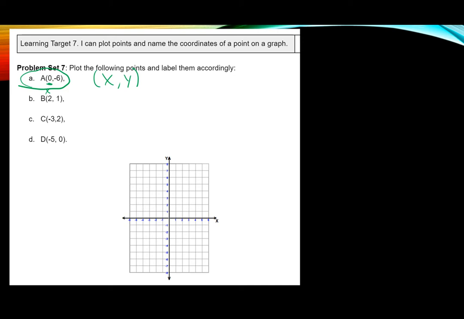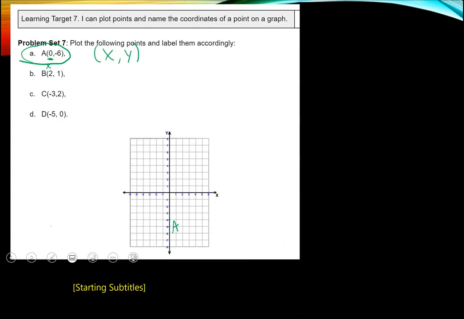So here I'm going to go nowhere on my X, not going to the right at all or the left, but I am going to go down 1, 2, 3, 4, 5, 6. That's going to be my first point, A.